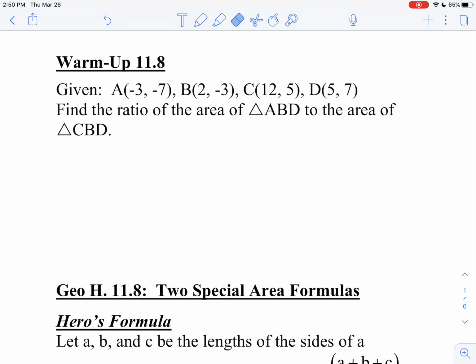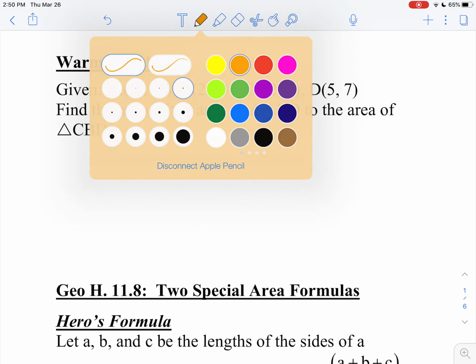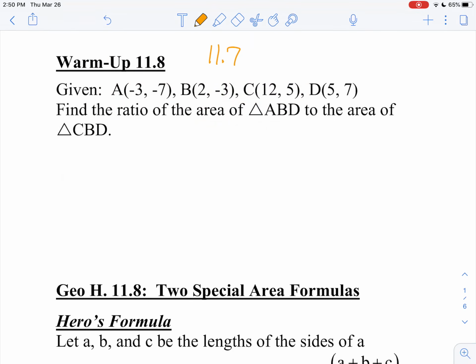So this is the last lesson of chapter 11, 11.8. Let's jump in and have some fun. This warm-up is actually an 11.7 review question, so I don't want to say anything else about it. I want to give you a chance to try it, and if you need help, let me know.